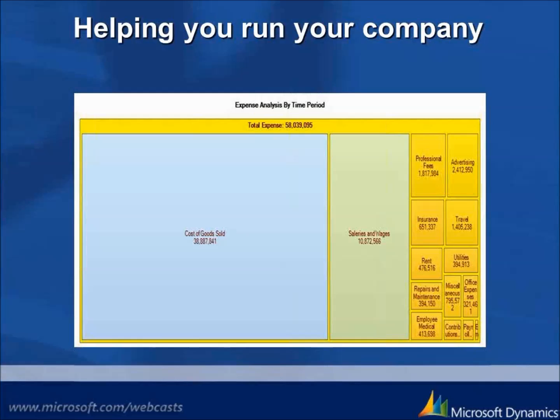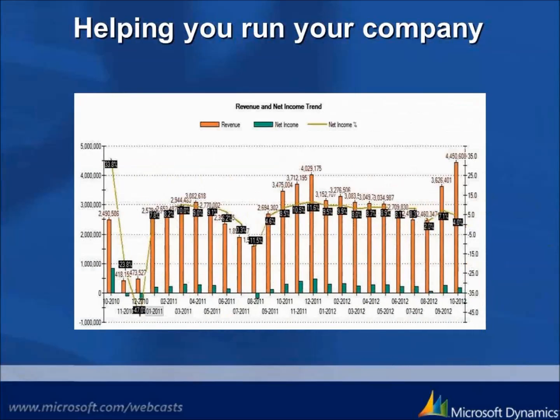Again, different ways to view the information. You're looking at things like expenses by time period. So you can see your cost of goods, salaries. What it's done in this particular case is it's taken the items and it makes them larger or smaller based on the dollar amounts that they have. So this is one way that you can take a particular report, particular set of data, and turn it into something that graphically is appealing to someone. Here's one. It's a standard bar graph. It's your revenue and net income trends.